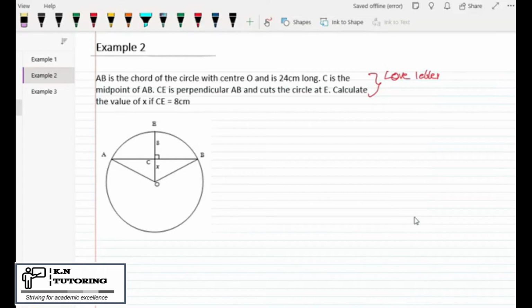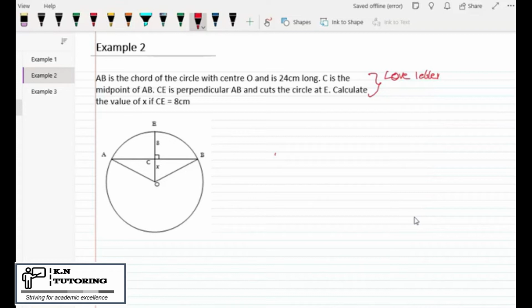Just read to understand what is there, then I will come back and link what is on this love letter to what is there on the diagram. So it says AB is a chord of a circle with center O and is 24 centimeter long. Okay, C is the midpoint of AB. OC is perpendicular to AB and it cuts the circle at E. Calculate the value of X if CE is equal to 8 centimeter. Okay, so I read the love letter first just to get an understanding of what I'm dealing with.